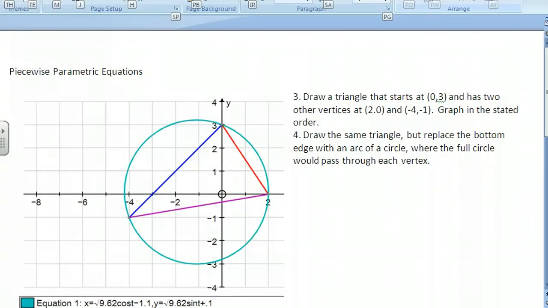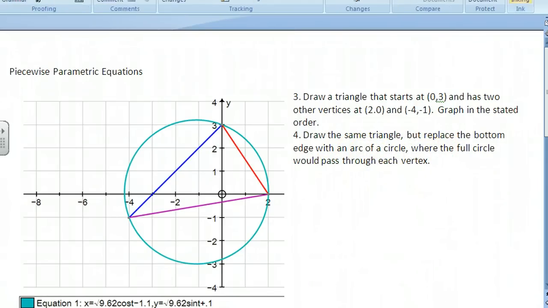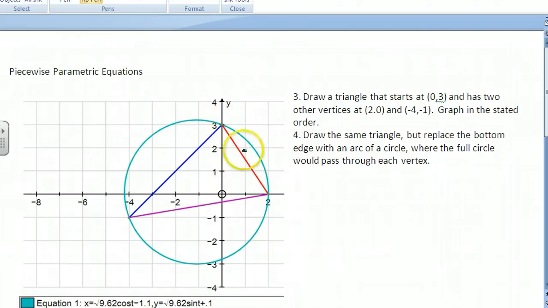Okay, so now the problem is to draw the same triangle but replace the bottom edge with an arc of a circle where the full circle would pass through each vertex. And so with this, I'm going to start here and go to this point and then go along the arc and then back to my starting point. And so I don't need these other 2 pieces, but I have those here right now.